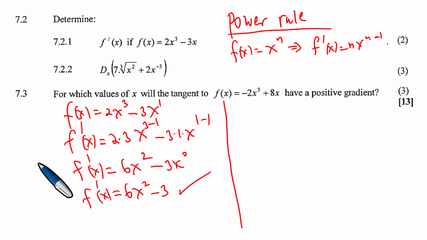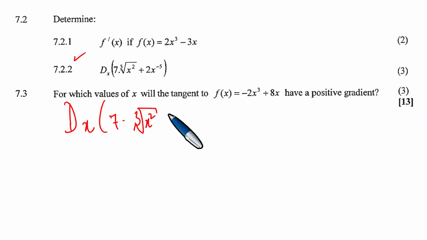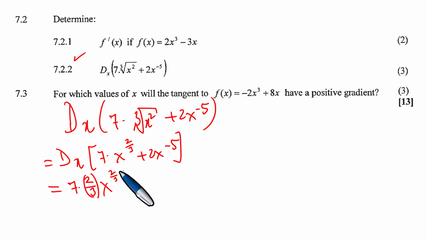Next question. In the next question, we're looking at 7.2.2, and we're looking at the capital D x notation. Capital D x of the cube root of x squared plus 2x to the minus 5. This equals the capital D x of x to the power 2/3 plus 2x to the minus 5, which is 2 over 3 x to the power 2/3 minus 1, plus 2 times minus 5x to the minus 6.